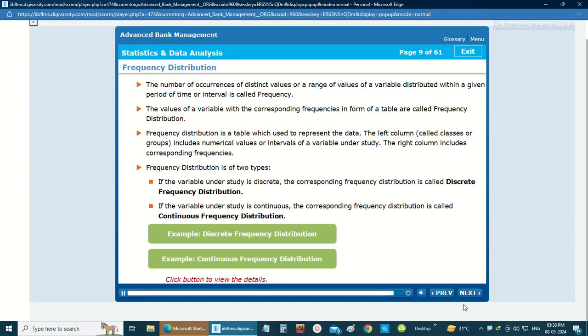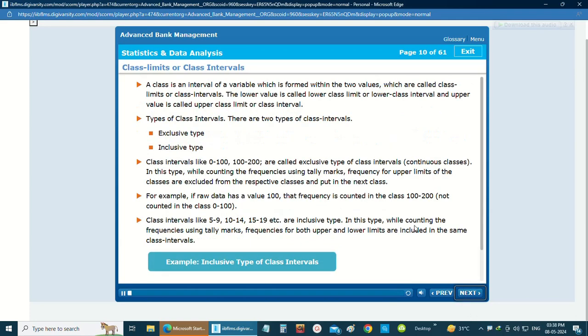Class limits or class intervals. A class is an interval of a variable, which is formed within two values, which are called class limits or class intervals. The lower value is called lower class limit or lower class interval, and the upper value is called upper class limit or class interval.